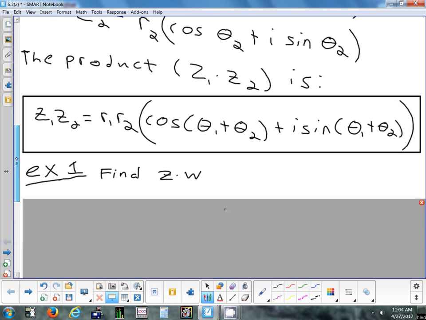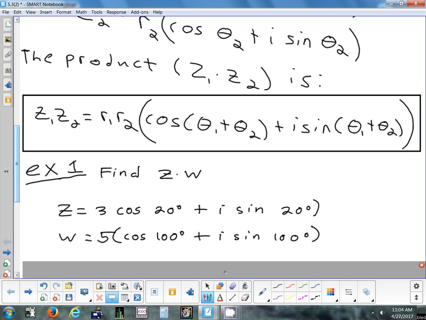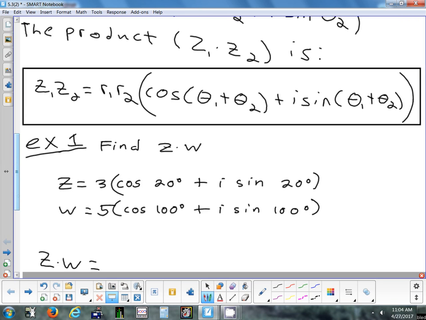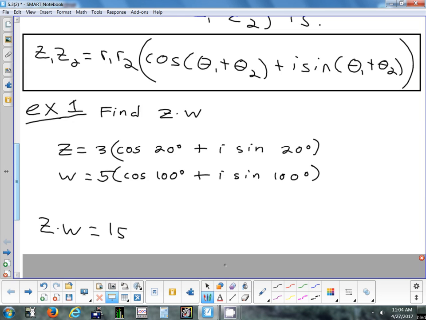Bless you. All right, so I have two complex numbers here. I called them Z and W. You can call them anything you want. It doesn't really matter what you call them. We're just going to multiply them together. All right, so if I want to multiply Z and W together, what is the radius going to be in my final answer? Gabe? 15. Yeah. And that's half the problem. We've got the radius.